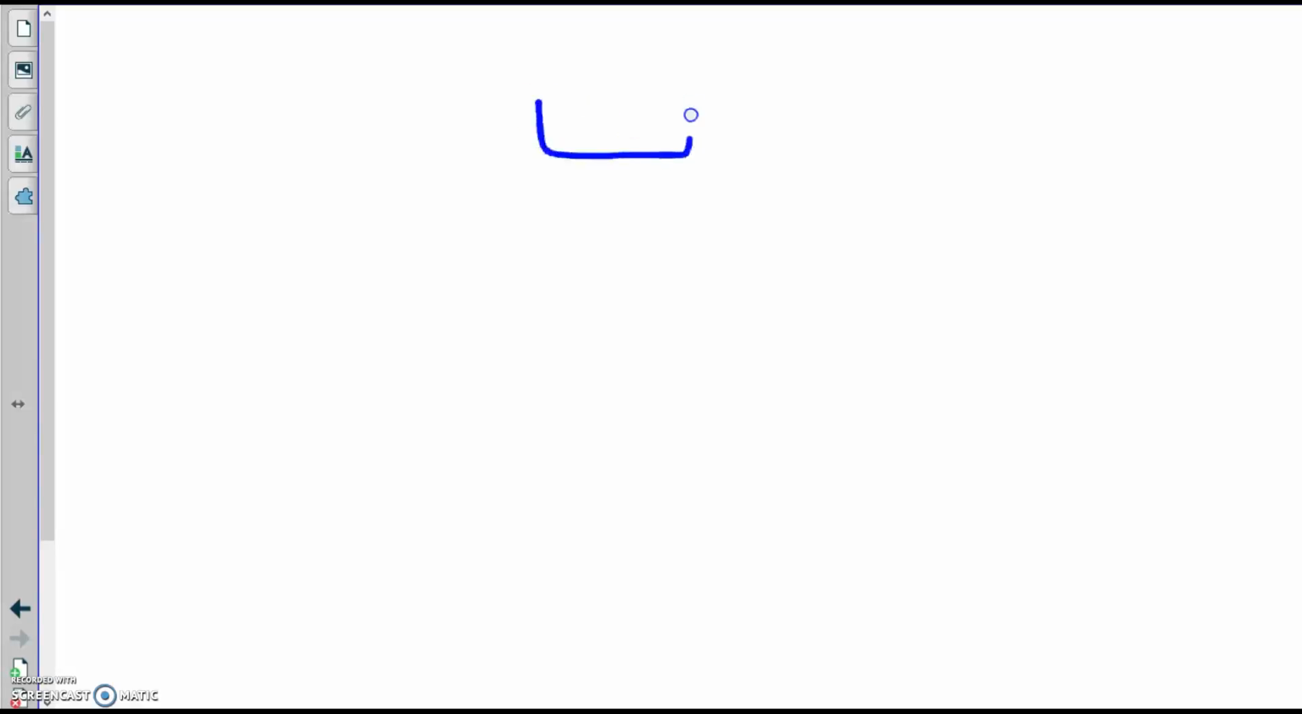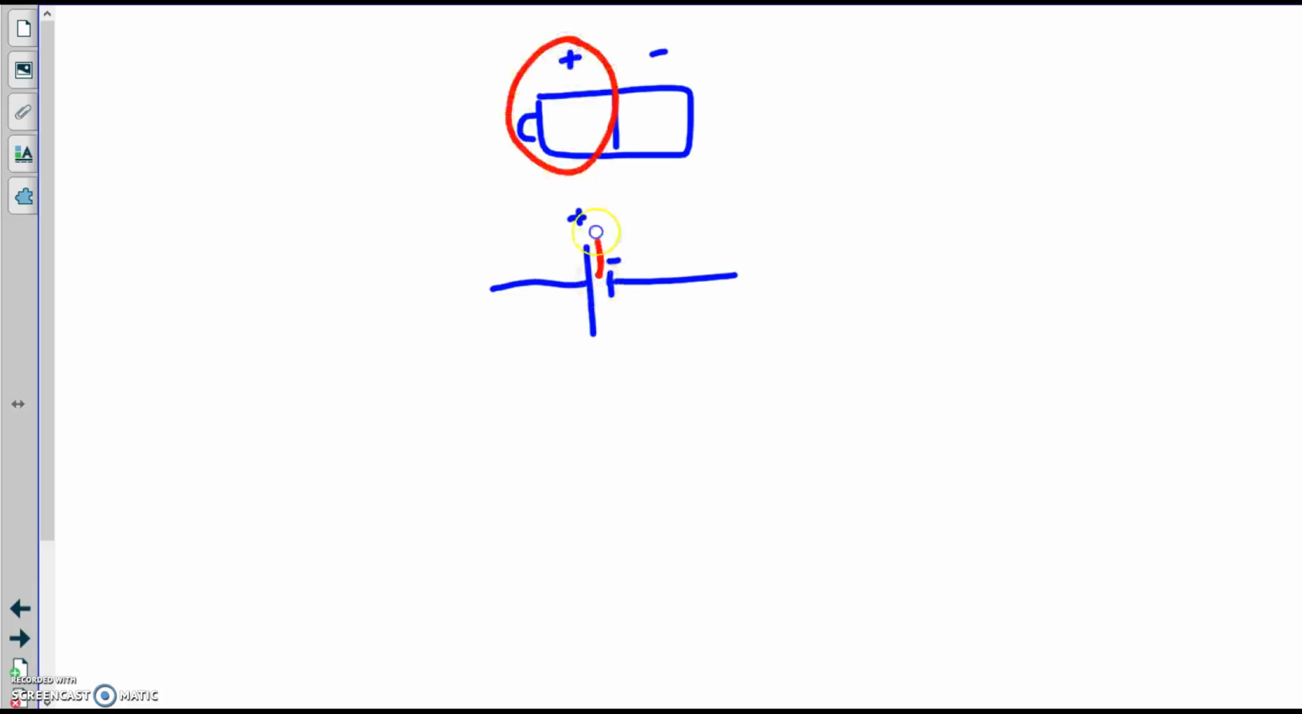In physics, we draw batteries like this. The positive terminal is where charges have a lot of energy, so that terminal is big. The negative terminal is where charges have no energy, so that terminal is drawn with a small line.